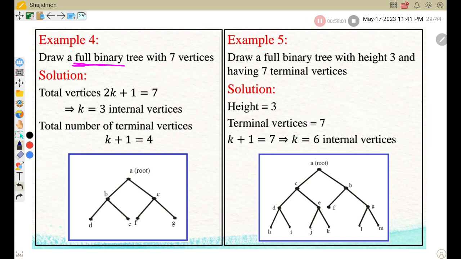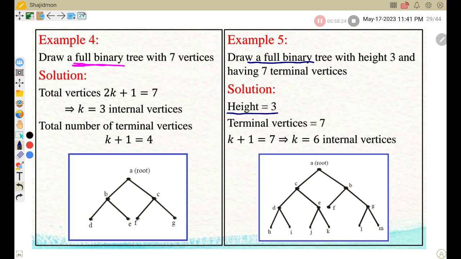Now next one, example number 5. Draw a full binary tree. Again we need to draw a full binary tree, that means each internal vertex should have 2 children, with height 3 and having 7 terminal vertices. Height equal to 3, 7 terminal vertices.